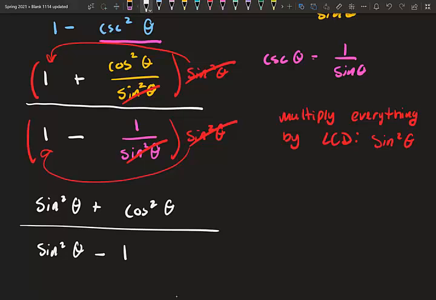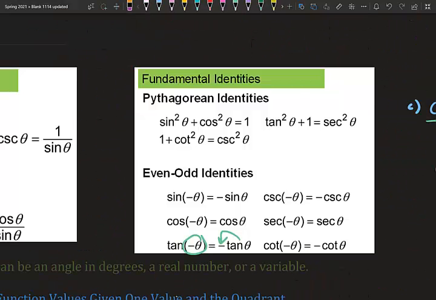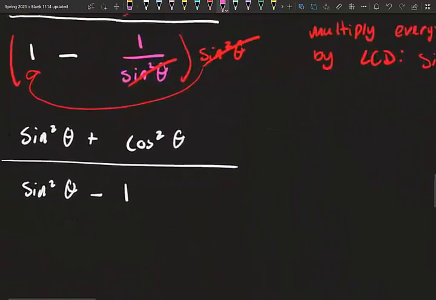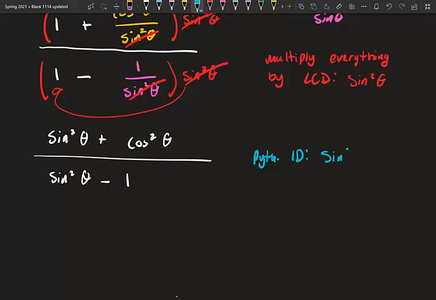Now we keep simplifying. How do we know we can keep simplifying? Well, let's look at our identities. Sine squared theta plus cosine squared theta. Looking at our identities, do you see sine squared theta plus cosine squared theta? What does it equal? It equals 1. So we're actually going to switch that. Yes, you have to switch it. This is simplifying. It's just knowing what to do. So using the Pythagorean identity, which states that sine squared theta plus cosine squared theta equals 1, we're going to switch this to 1.